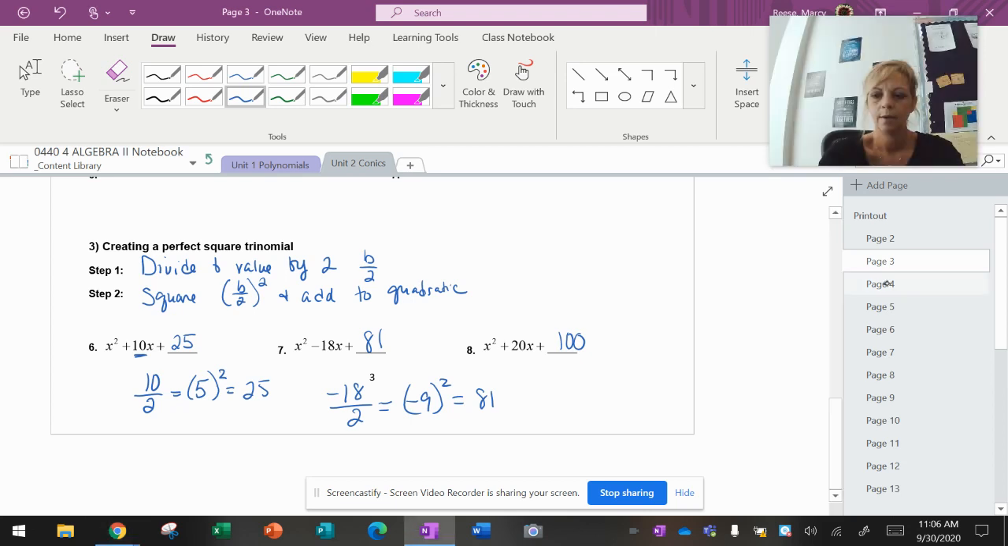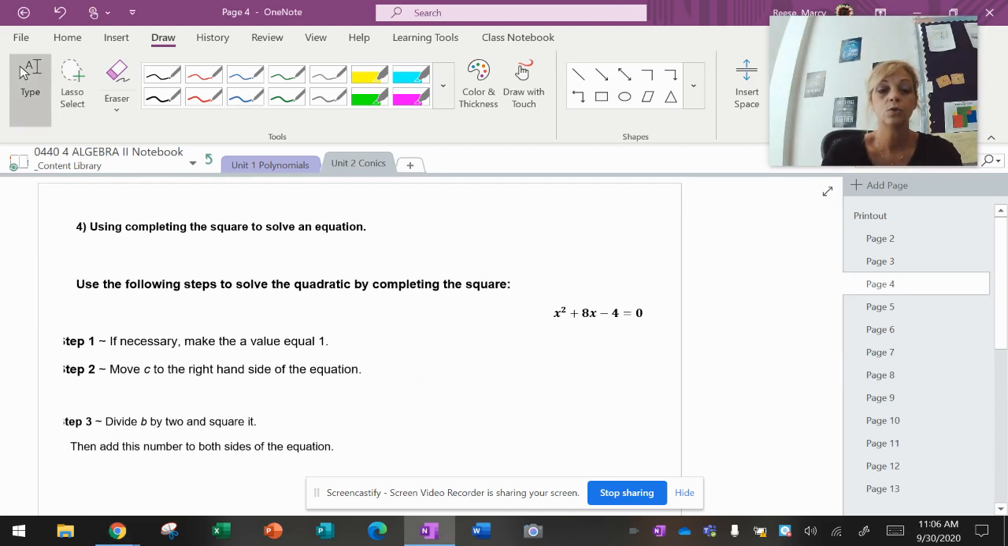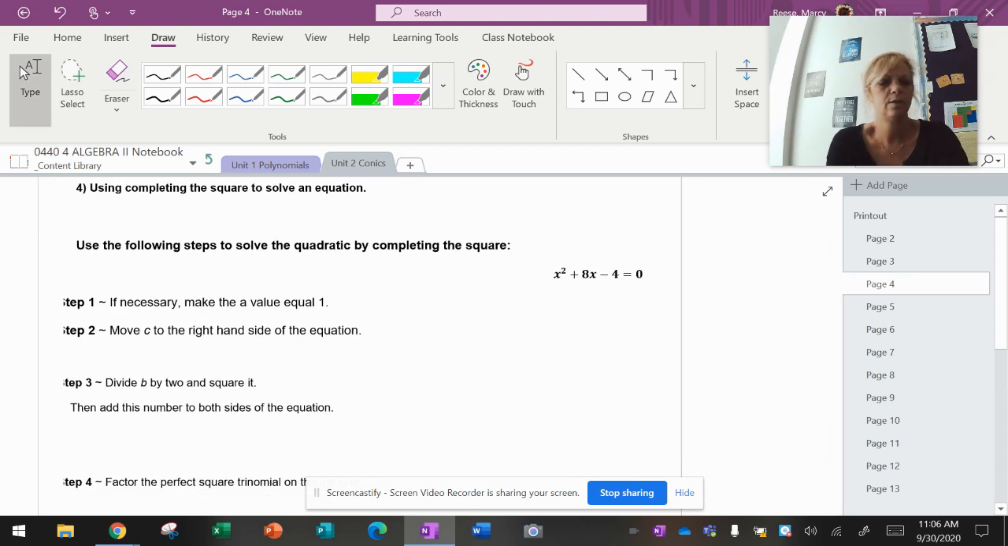Okay, back page. Using completing the square to solve an equation. Okay, so now this is where we're going to take it tomorrow. The weird part about tomorrow is you're not going to actually solve, but you're going to set it up using completing the square. You'll see when you watch the video. I don't know why the steps got cut off on this, but okay.